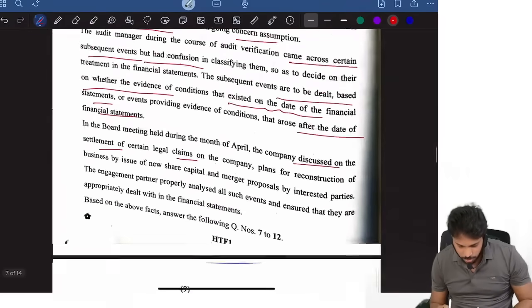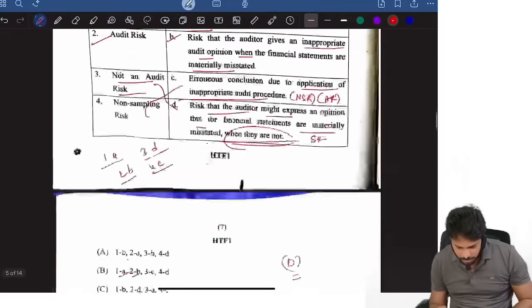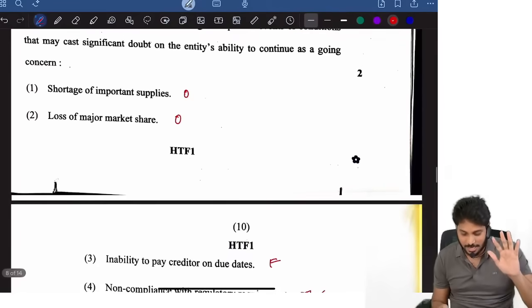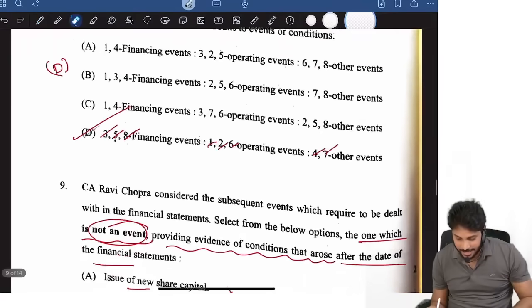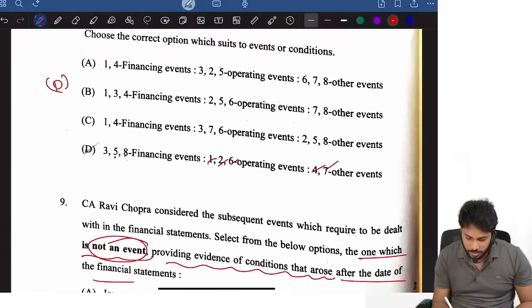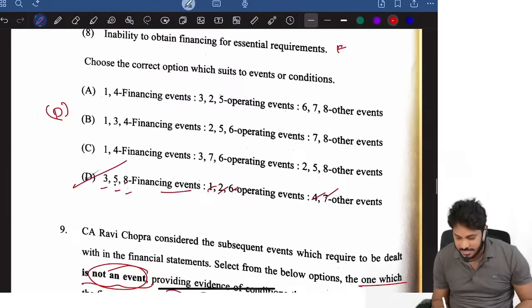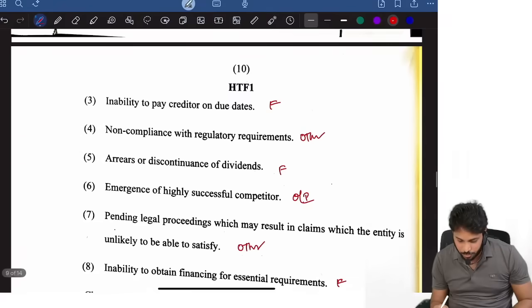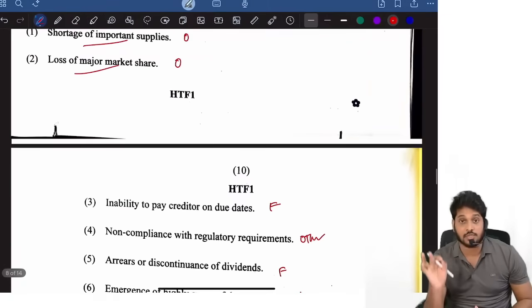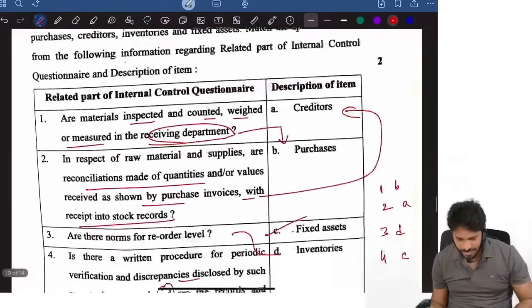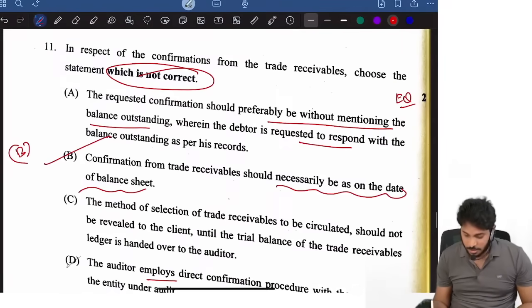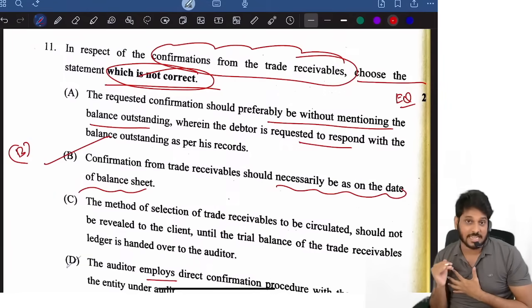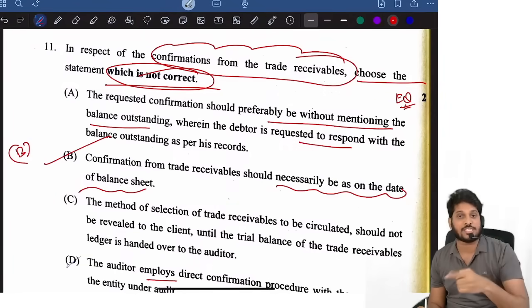Then coming to the next question, by the way, the 6th and 7th are over. In the 8th MCQ, they are asking what these indicators are. Directly I'm telling you the answer is D. 3, 5, 8 are financing events, 1, 2, 6 are operating events, 4, 7 are other events. For your information, you can see 1, 2, 3, 4, 5, 6, 7, 8 events they have given. They're asking us to figure out which is which. Next, the 11th question. Choose which is not correct. Confirmations from trade receivables, which is not correct, they are asking. SA 505, and even in expected questions I have covered this point.